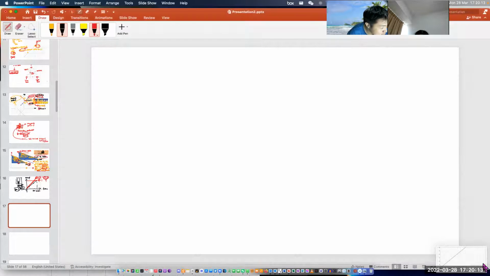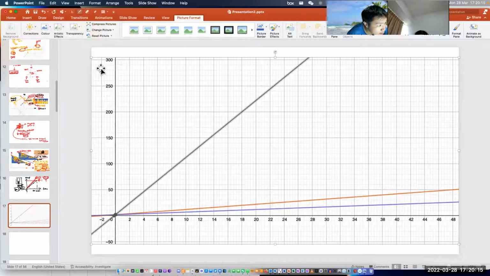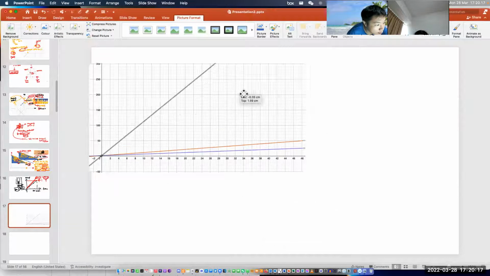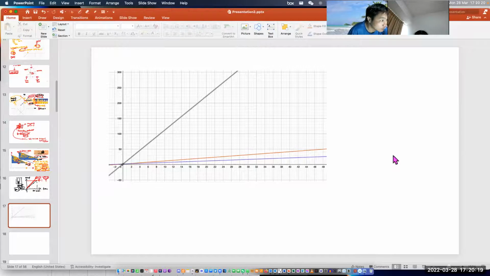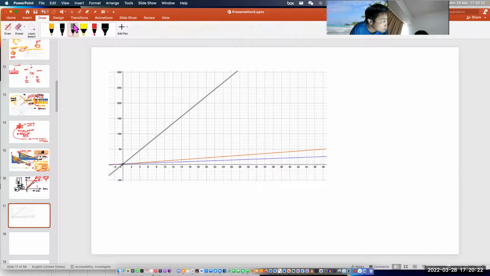Let me get it to this. Okay. By the way, this point is quite important to take note. So this is your m equals 1. This is your m equals 0.5. This is your m equals 11.